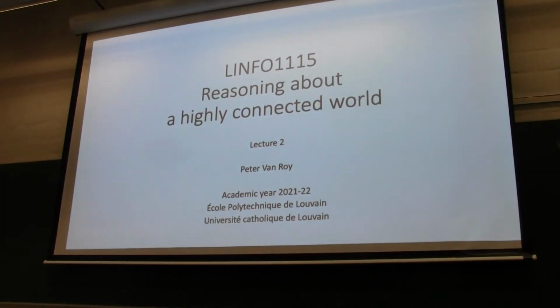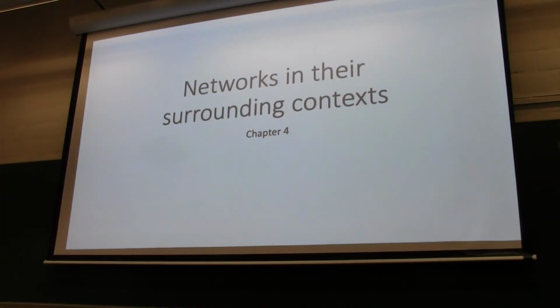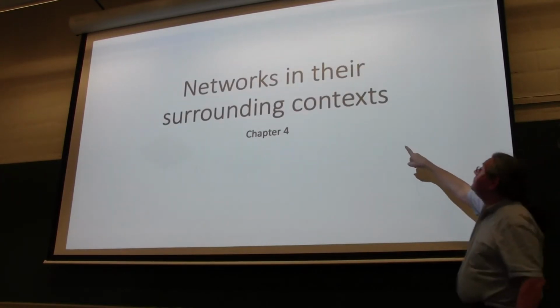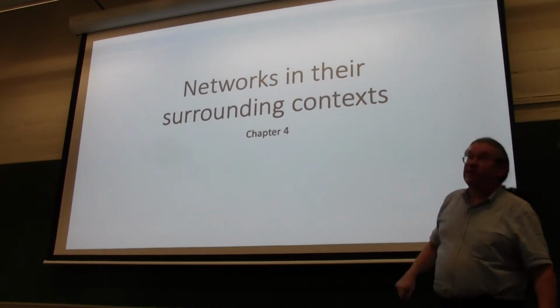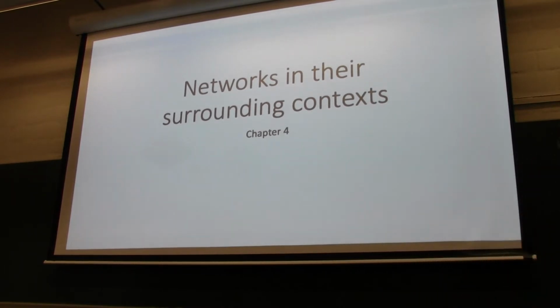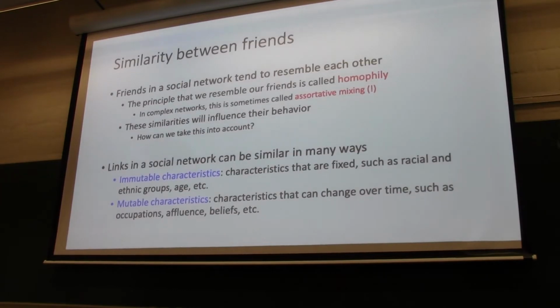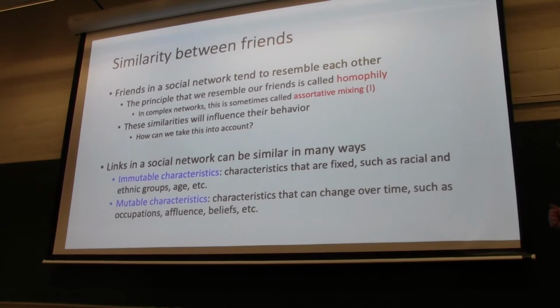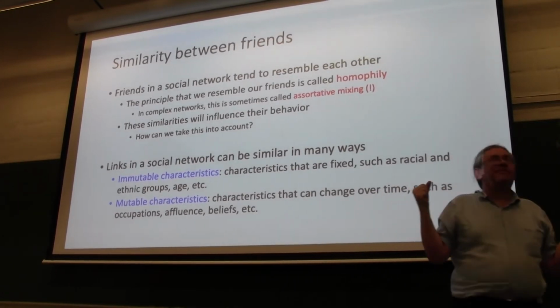Now let's go more into graphs. This is the title of chapter 4, Networks and Their Surrounding Contexts, which is a very bad title because it doesn't say anything. But what's really going on here is that you are similar to your friends. So now we have friends in the network. We saw friends, weak and strong friends, but now we want to know why they are friends.